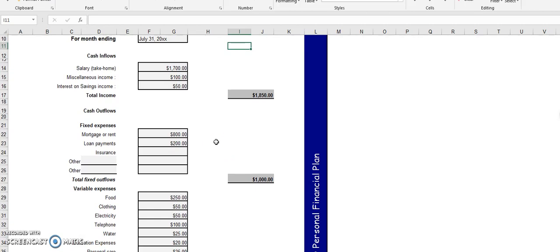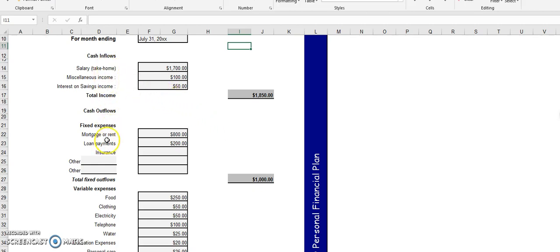Let's look at fixed expenses. We have some expenses that are going to be the same every month, month in and month out, with very little, if any, change. Those are going to be called fixed expenses. The second category is going to be variable expenses. These we expect to change from month to month, so they're going to vary.